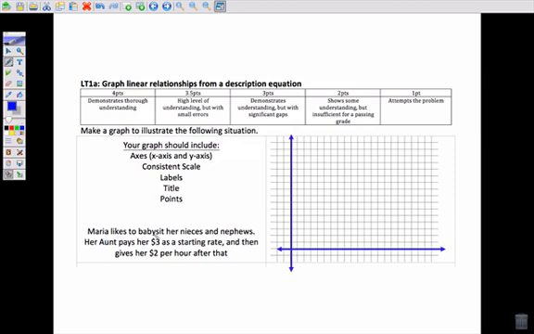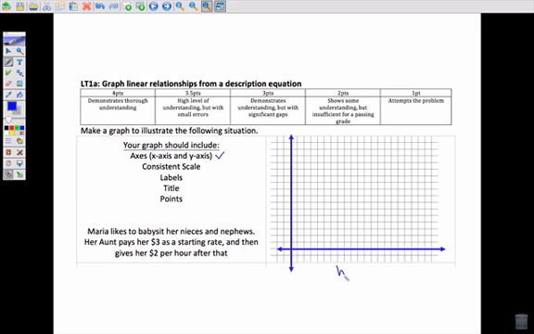Okay, so Maria likes to babysit her nieces and nephews. Her aunt pays her $3 as a starting rate and then gives her $2 per hour after that. So that's our situation. We need to graph that. I've already drawn in my axes, so I can put a little check there. These are all the things I need to include on my graph. I've already got my x and y axis. I need a consistent scale now, and I need labels.